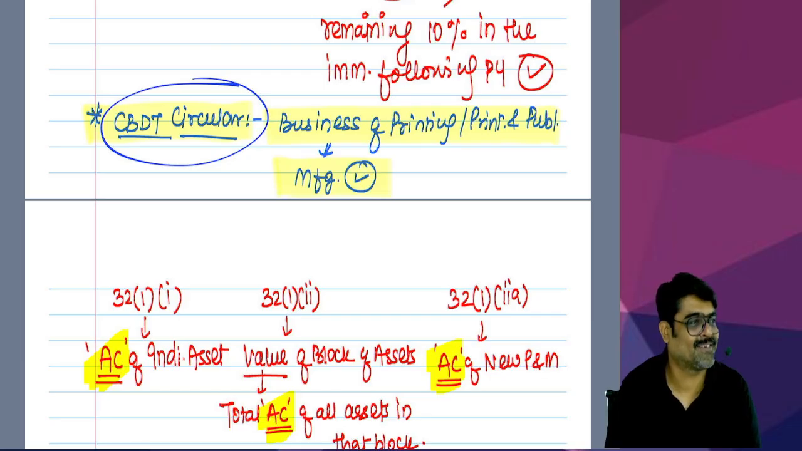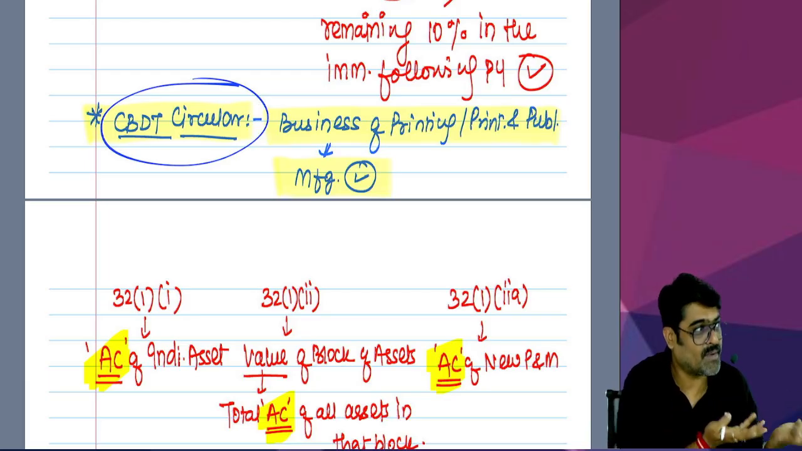You lose the marks. Why? Because you forgot this circular. The examiner wanted to test whether you are aware of this circular or not. If you are aware of it, you will immediately remember that the assessee is in the business of printing and publishing. The CBDT circular said that this business is manufacturing. So the assessee is in the manufacturing business.